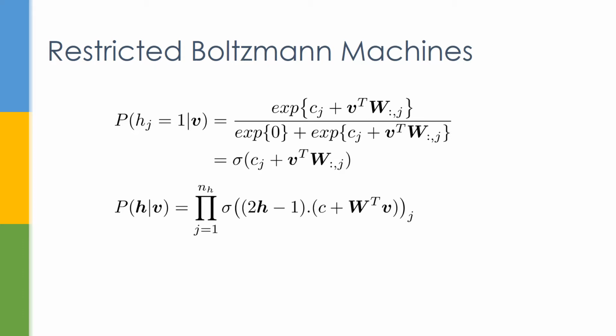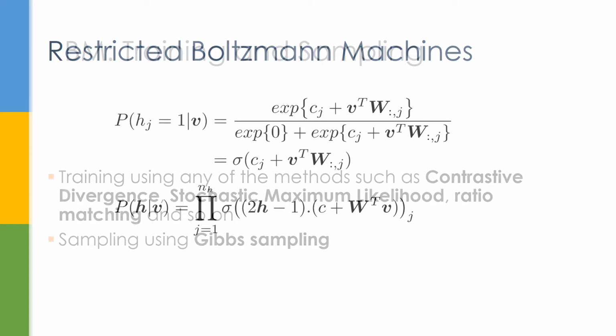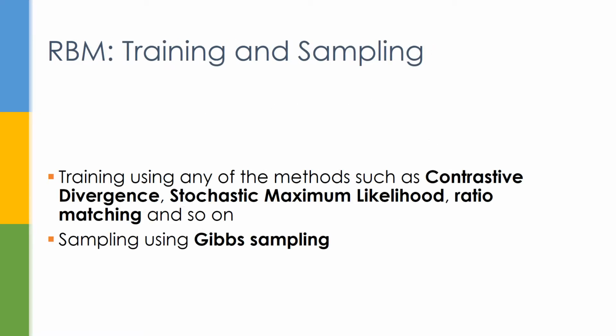The closed form solution makes RBMs far easier to train and sample from as compared to fully connected Boltzmann machines. RBMs have an intractable partition function and hence can be trained using methods such as contrastive divergence, stochastic maximum likelihood, ratio matching, and so on. These are methods which are designed to confront the intractable partition function, and since the inference problem has a closed form solution, sampling can be effectively performed using Gibbs sampling.